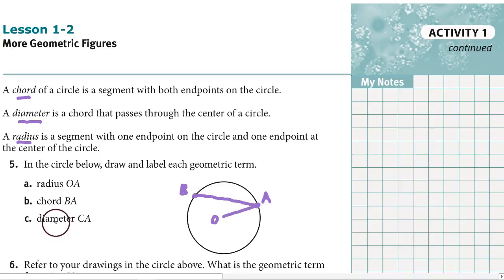Finally, diameter CA. A diameter is a segment stretching all the way across the circle going through the center. So I'm going to change colors and draw in diameter CA. So it's got to touch at A and it's got to go through the center. Notice how it happens to be tracing that radius that I drew earlier. And then it continues all the way across to the other side of the circle, and there's where point C is. So in red, that is diameter CA.